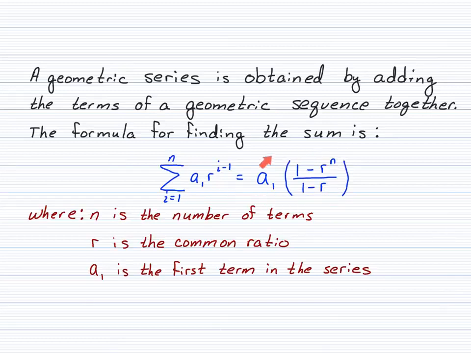This is the actual formula that you will be using to find the sum of your geometric series. Your sum is going to equal a sub 1, which is your first term, times 1 minus your common ratio raised to the n power, which is the number of terms, divided by 1 minus your common ratio. And this just tells you what each of those variables represent.